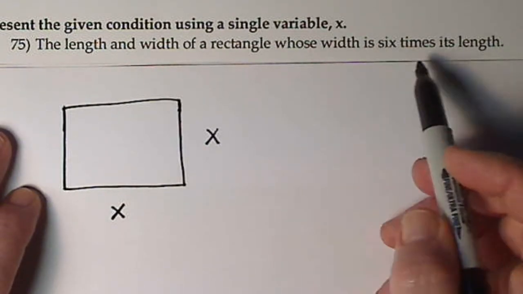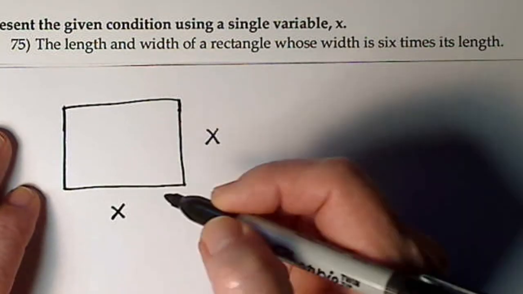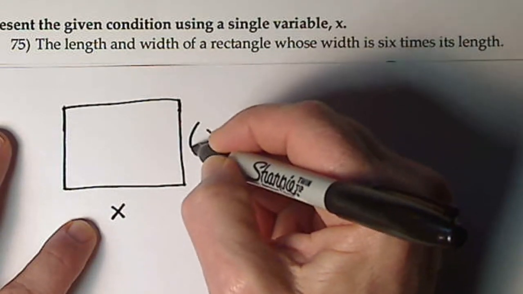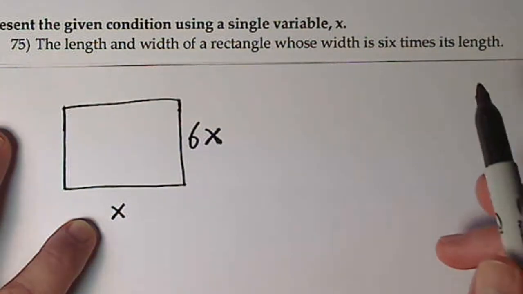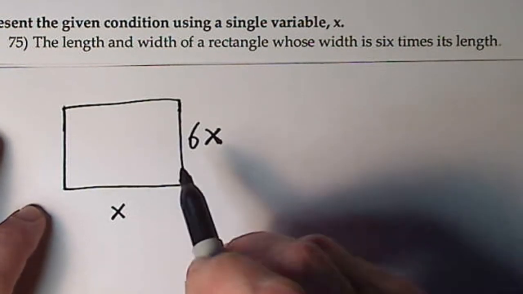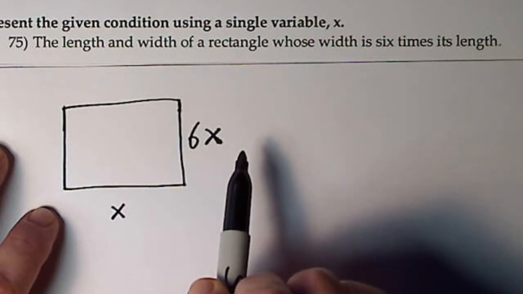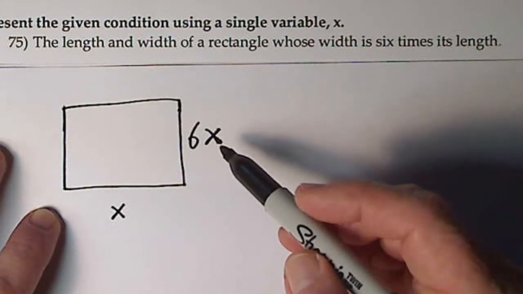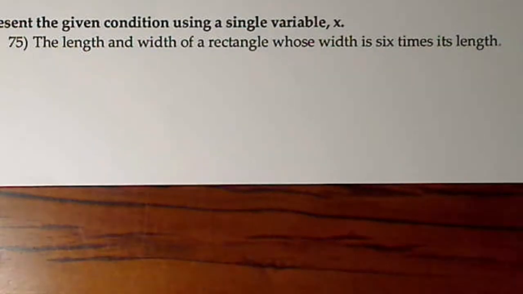And they said the width is 6 times the length. Again, I keep wanting to say this. I mean, really, this is the width over here. They should have worded that differently. But the length and width of a rectangle, we represented the length and the width of this rectangle. Alright, so that's what they wanted for 75.